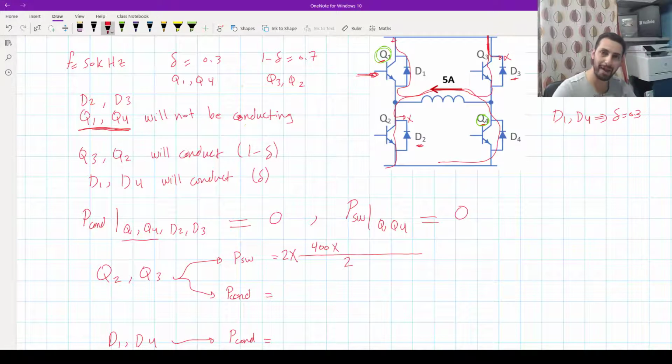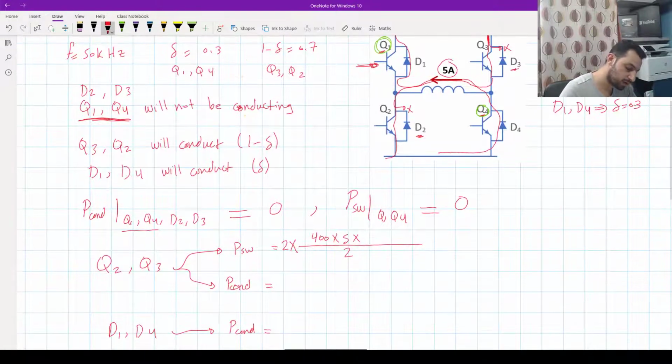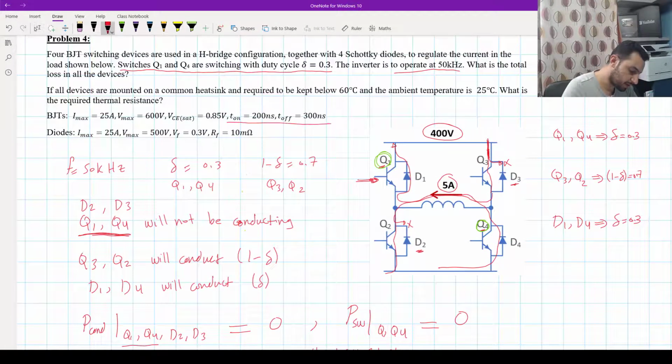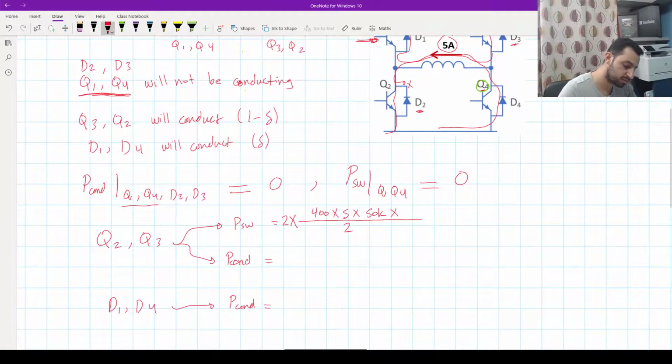times I max, which is the 5 ampere, times the frequency, which is 50 kilohertz, times the turn on and turn off time, and these are given here, about 200 nano and 300 nano, so it will be 500 nanosecond. Okay, so that will equal 50 watt.